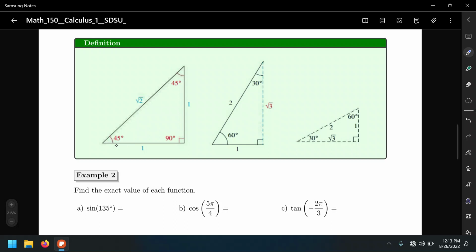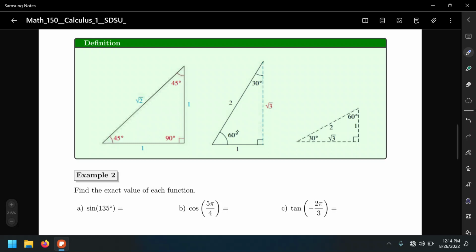Whenever we have a 45 degree angle, the lengths of the sides are 1, and the hypotenuse has a length of square root of 2. We can verify this using the Pythagorean theorem. And the same for the 30 and the 60 degree triangle. They're actually the same, they're just flipped.